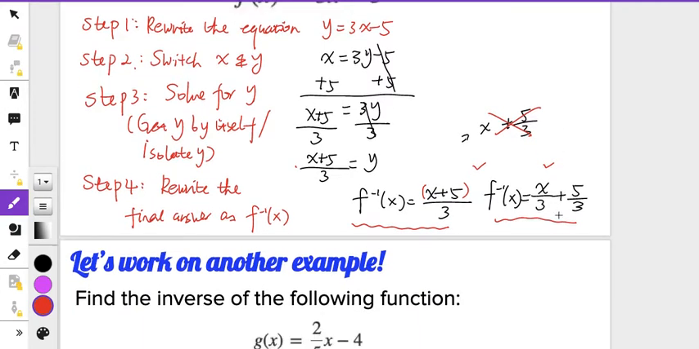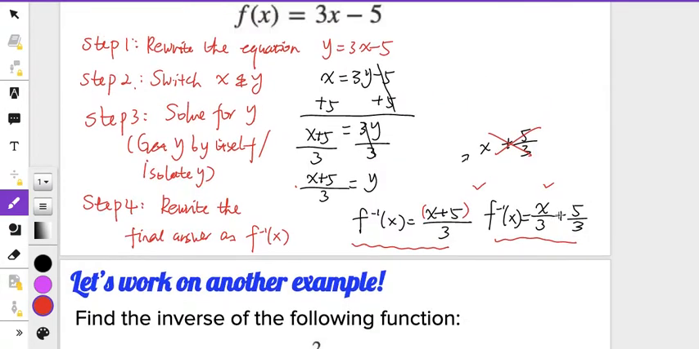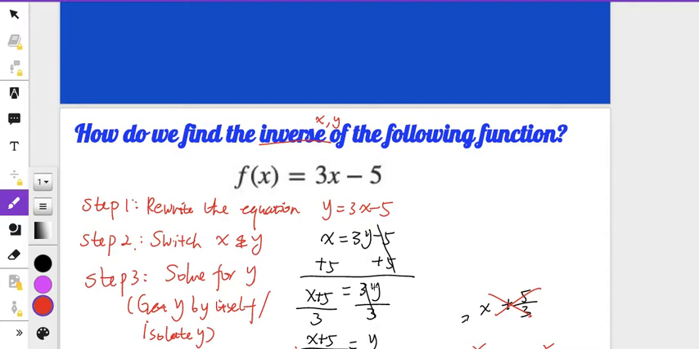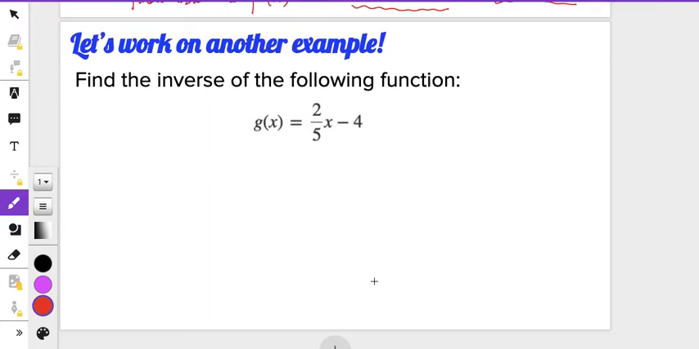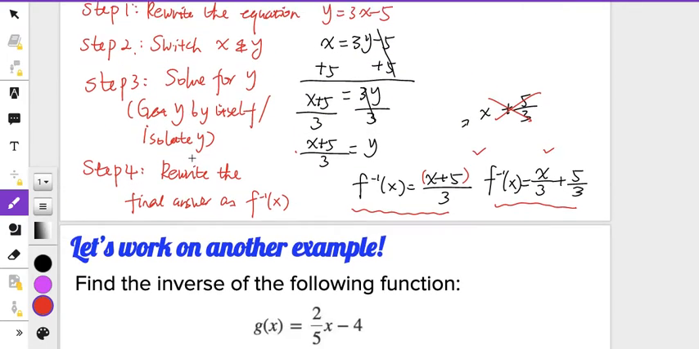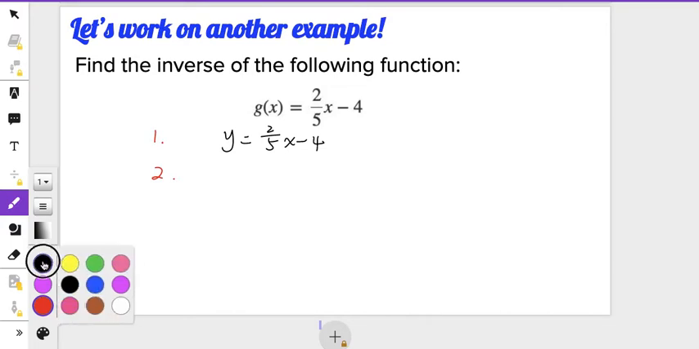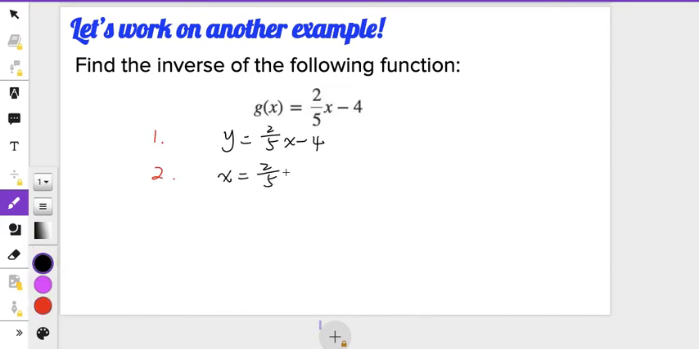Now let's check another example. In this one, as you can see, it is a little bit different from the one we had before. Before, we had an integer, a whole number, for the slope. Now we have a fraction for the slope. How do we do this? This time I'm not going to write down the detailed steps, but we're still going to follow them. First step, we write this as y. And then we switch x and y, so it becomes x and y like this. We write y as x, and x as y.